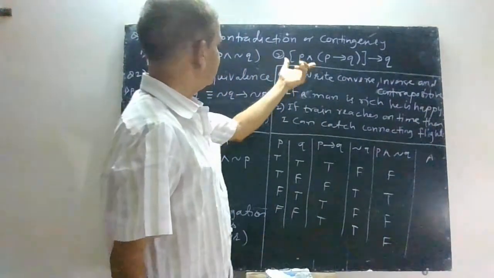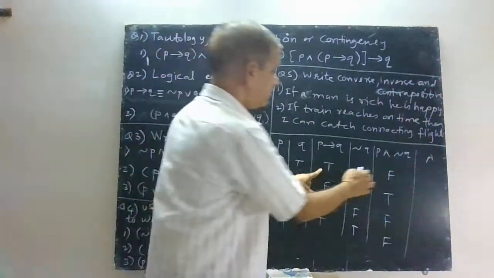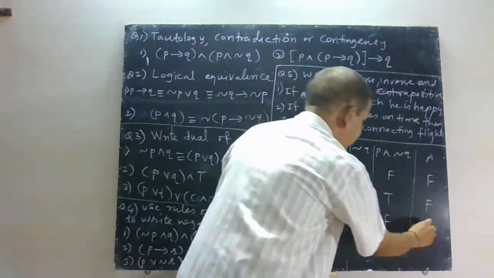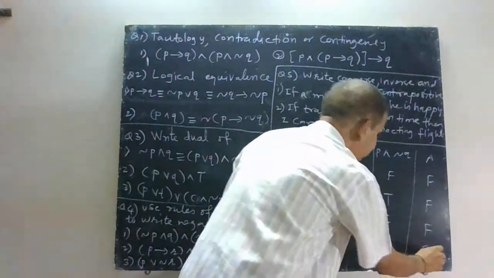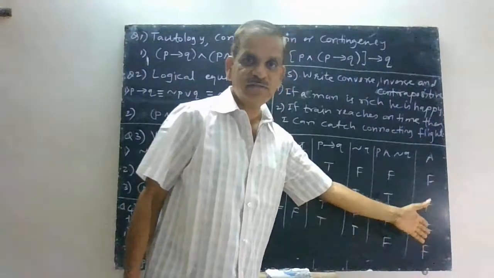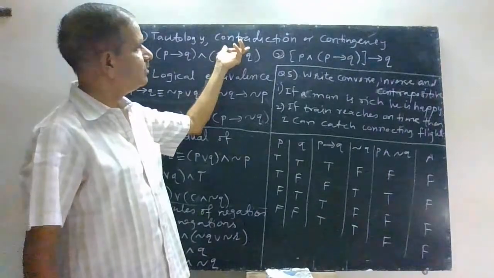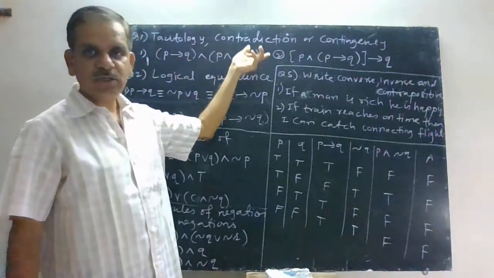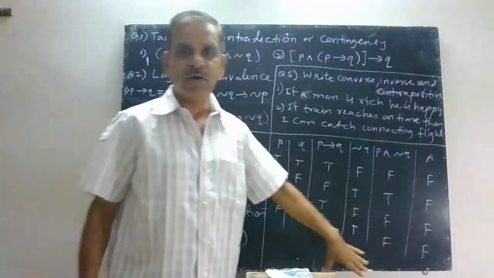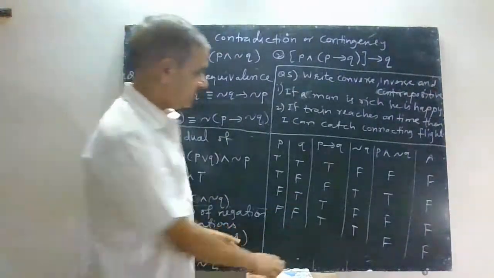Now this statement together, that means this column and this column: false, false is false; true, false is false; true, false is false; and true, false is false. Now you can observe the last column here. If all the entries are false, then it is called a contradiction. So in this way, it is easy to decide whether the given statement pattern is a tautology, contradiction or contingency. After the table you have to write a statement that all entries in the last column are F, hence the statement pattern is a contradiction.